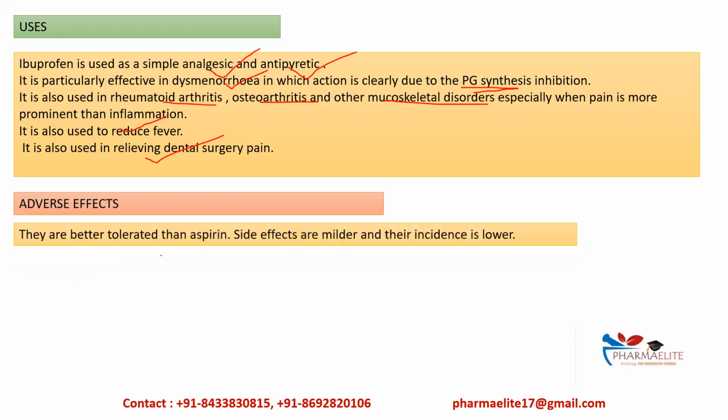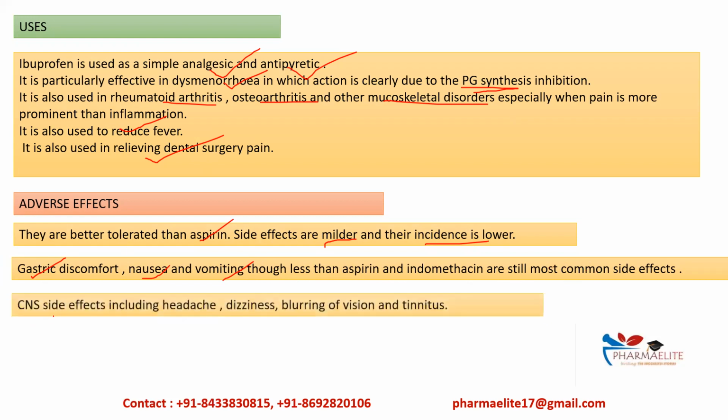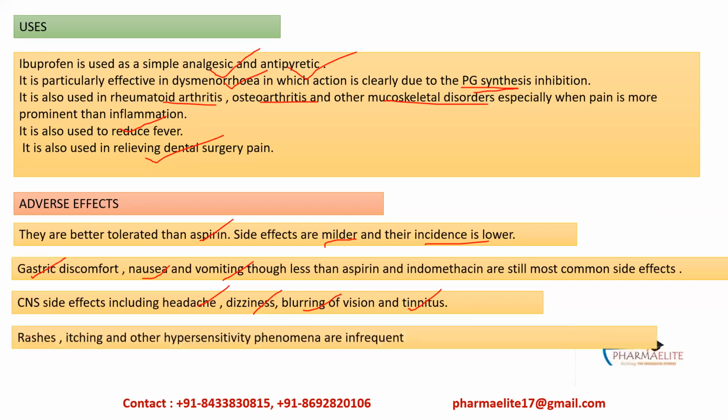Adverse effects: they are better tolerated than aspirin. Their side effects are milder and the incidence is also lower. Some of the adverse effects are gastric discomfort, nausea, vomiting, though less than aspirin and indomethacin, but these particular side effects are most common. CNS side effects include headache, dizziness, blurring of vision and tinnitus. Tinnitus means ringing in ears. Rashes, itching, and other hypersensitivity phenomena are very infrequent.